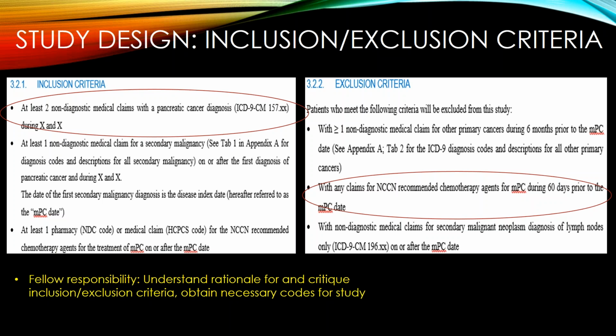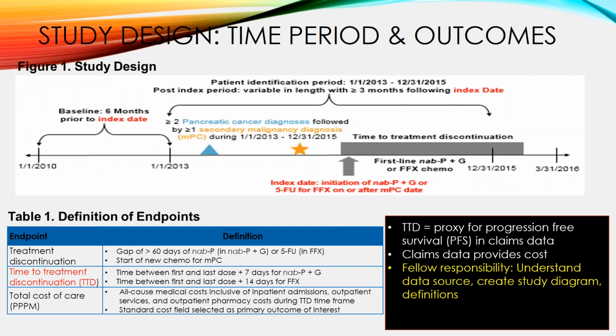So on the right, we have exclusion criteria, such as any claims for recommended chemotherapy during the 60 days prior to the metastatic pancreatic cancer date. So again, this is our equivalent to our washout period. As a fellow, you're expected to understand the rationale for both the inclusion and exclusion criteria, perhaps add critique, ask why we're doing this, and obtain the necessary study codes. Going back to the inclusion criteria, we have here in the parentheses this ICD-9 code. This is how we're getting the information, and you may have to search for this information as different codes emerge.